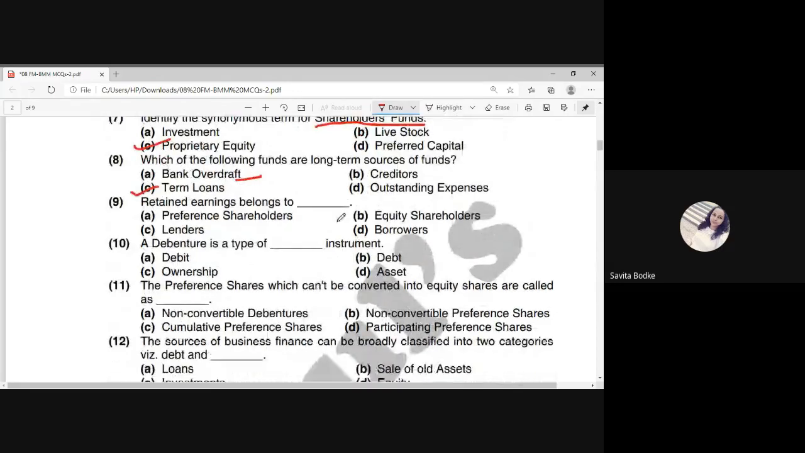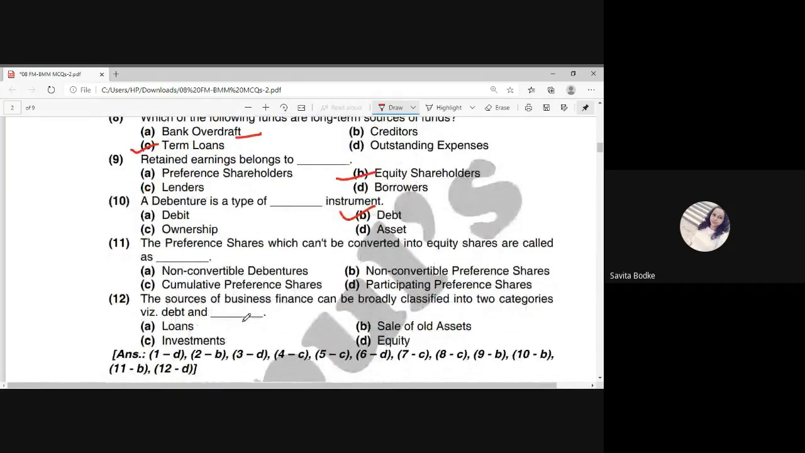Now the next one is, retained earnings always belong to your equity shareholders. Now the next one is, a debenture is a type of debt instrument. Now the next one is, preference shares which cannot be converted into the equity shares are called, already we have discussed regarding this. If you are able to convert that into the equity shares, that is convertible preference shares, and if not, the appropriate answer is non-convertible preference shares.